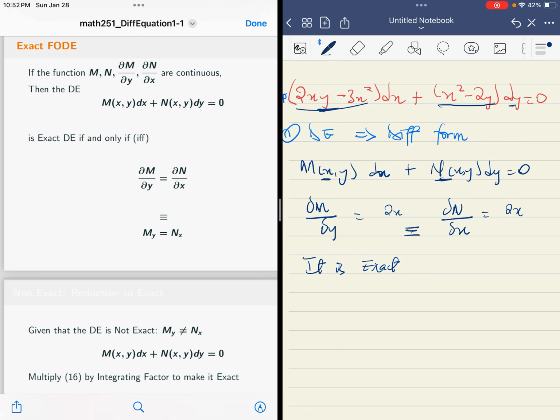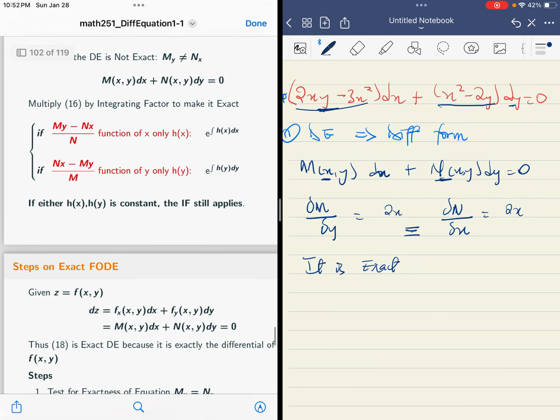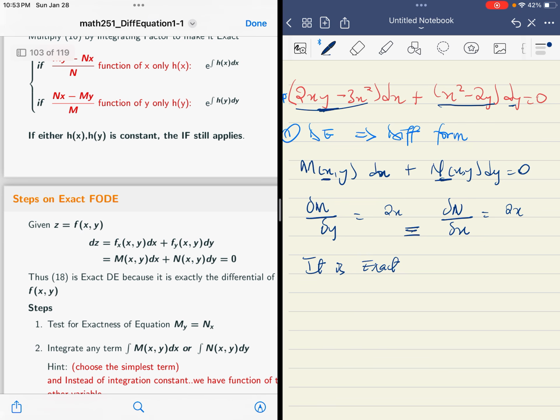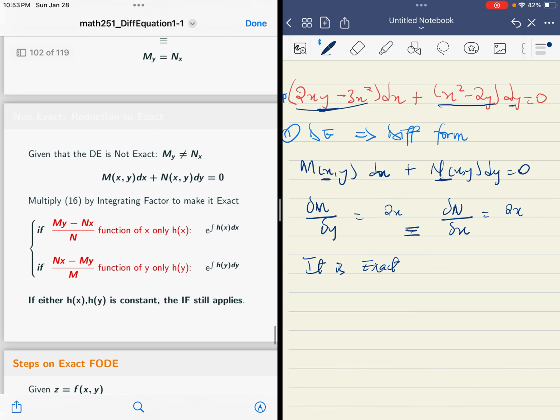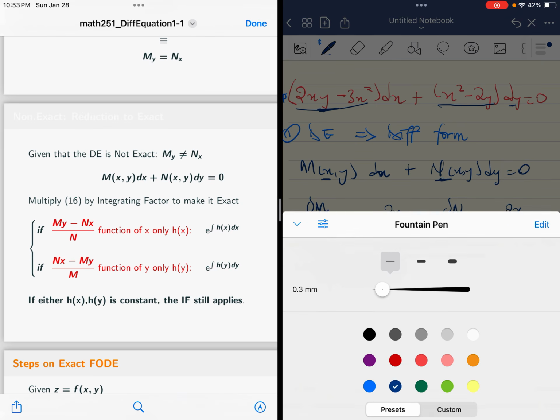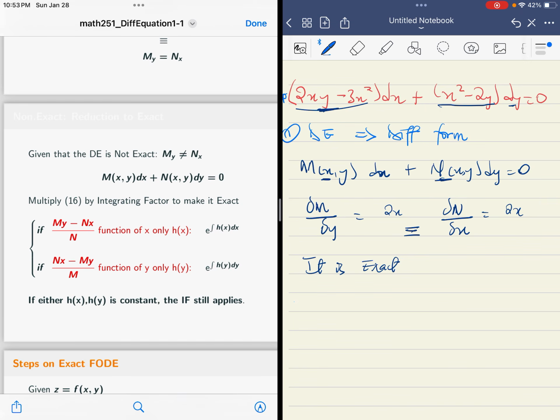What do we do now? We solve it. So now we have seen how to show that it is exact. The question is, how do we solve exact differential equations? What you will do is pick one of the terms, either M of x,y or N of x,y. The next step is to integrate. Whichever you pick, you have to integrate.